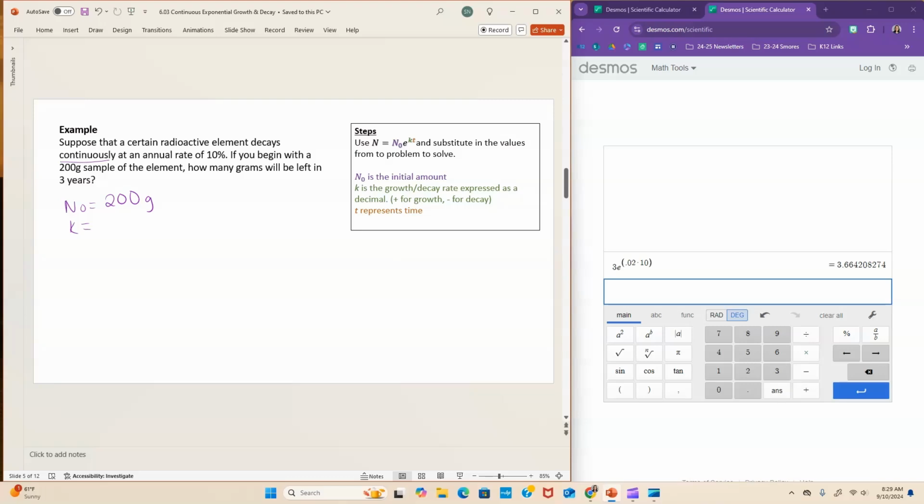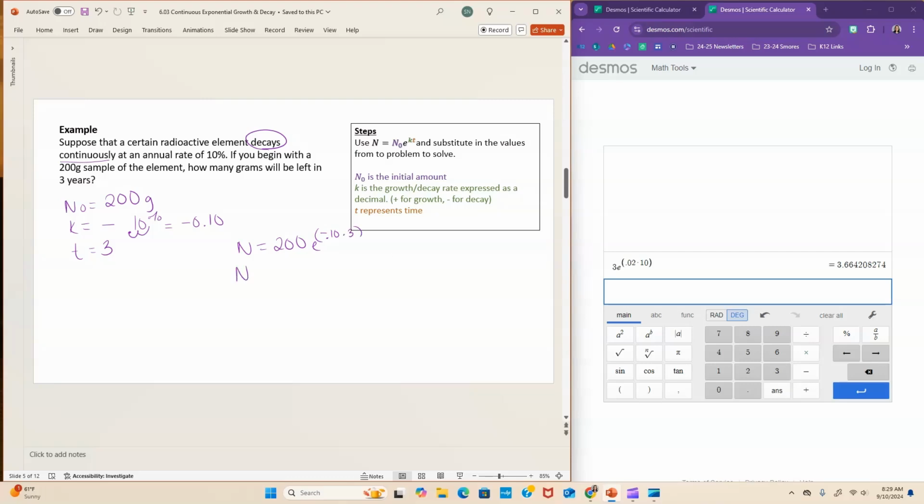K is going to be the growth or decay rate. In this case, we know we have decay, so we're going to make our K negative. So this is actually negative 10% because it's decaying. We convert that to a decimal, so that's going to be negative 0.10. T is the value of time, so that's 3 years. So let's go ahead and plug that all in. So we have N equals 200 times e to the negative 0.10 times 3.